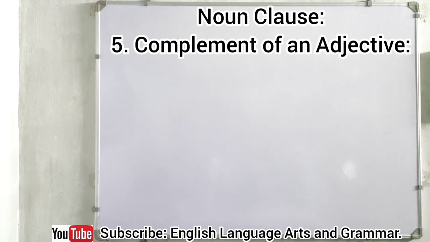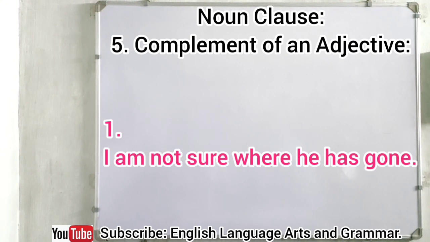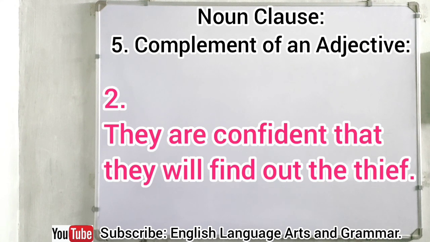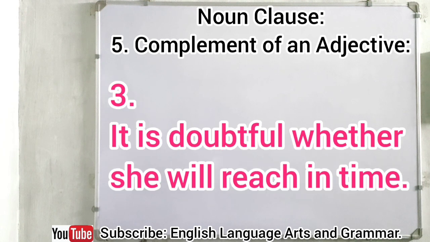Some examples of complement of an adjective. Example 1. I am not sure where he has gone. Example 2. They are confident that they will find out the thief. Example 3. It is doubtful whether she will reach in time.